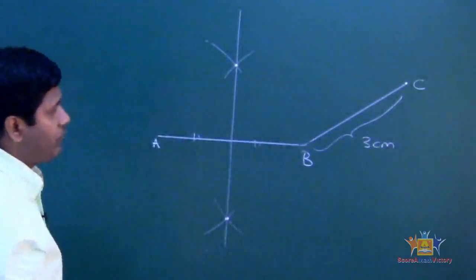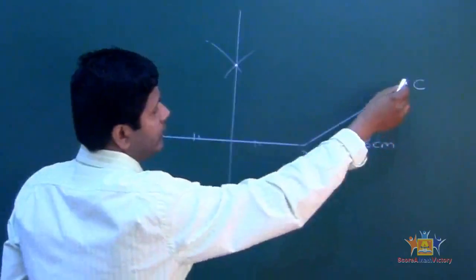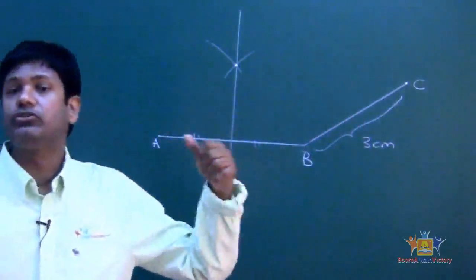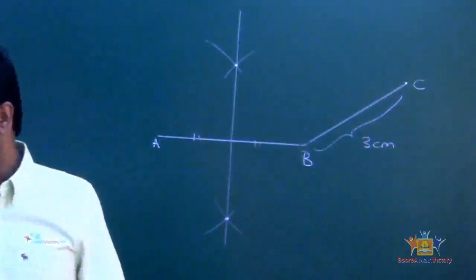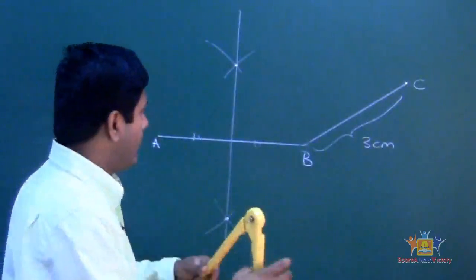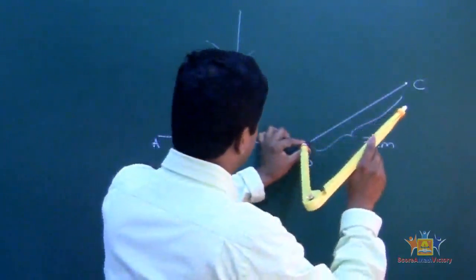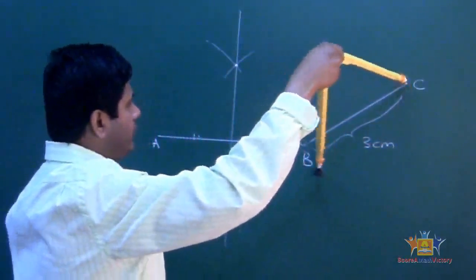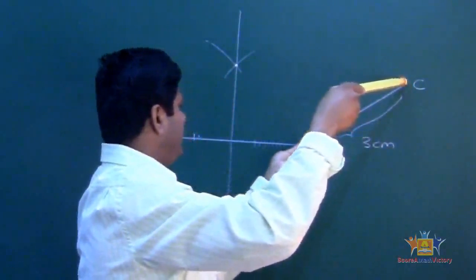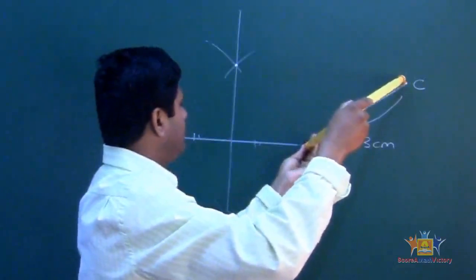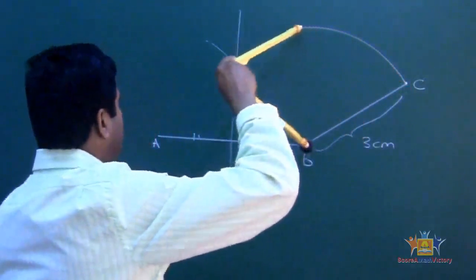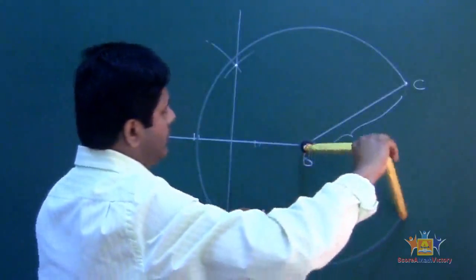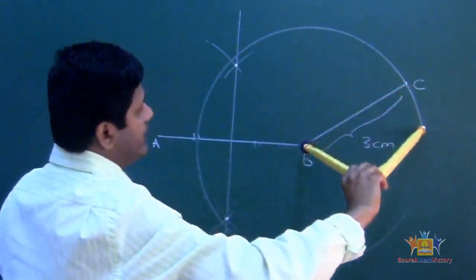Now I want to find this point C such that from B to C is 3 centimeters, and A to C is also 3. So I have to locate that point, and that's where the compasses come back again. I take B to C, which I know is 3 centimeters, and I'm going to draw a circle. Let me make sure this is positioned right. I just go around, and right there is the point of intercept.